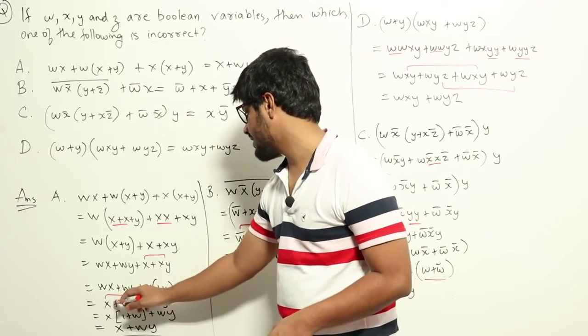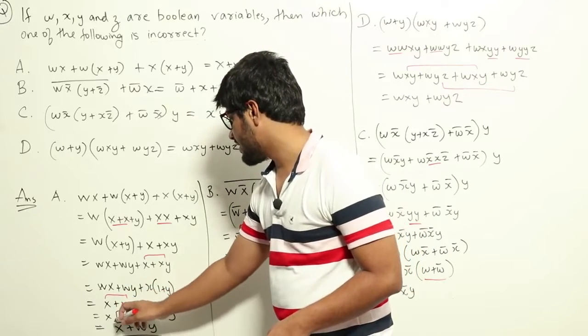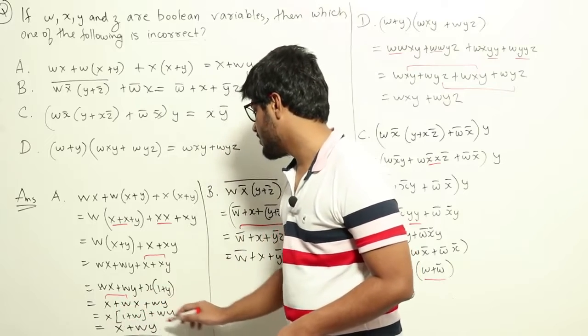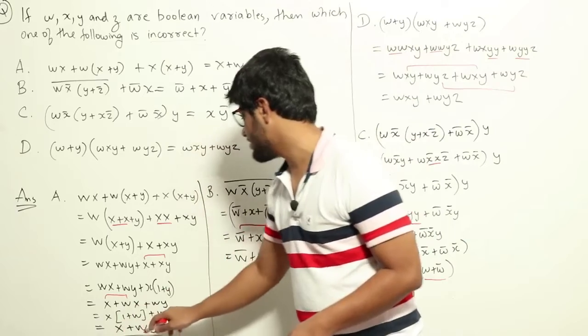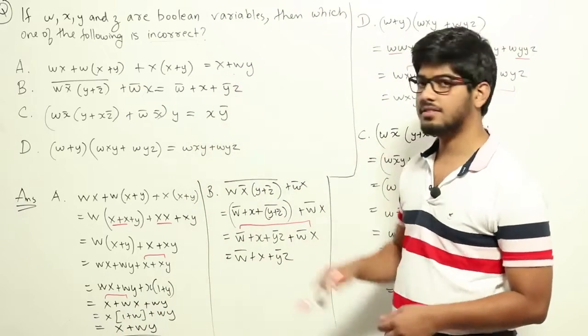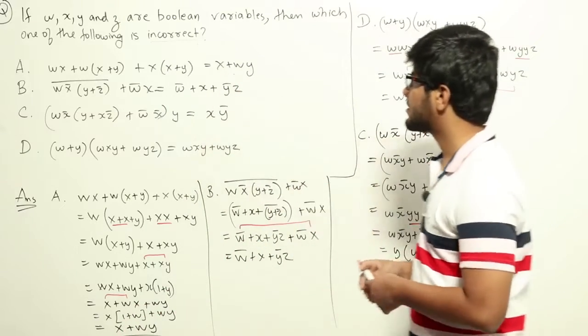Now if you see here, x I can take common, that we can rewrite as x into 1 plus w, plus wy. Again this will become 1 plus w, so that minimized form will be x plus wy, which is given in RHS here. So statement 1 is correct.